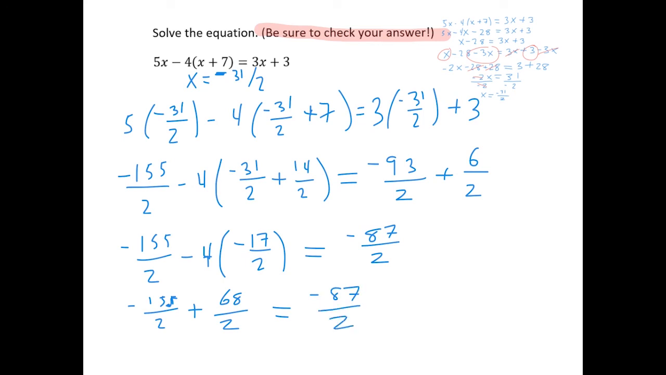So I'm going to put a great big check mark in green, because green's my favorite color. That makes me happy that we got the right answer. It did check out. So we finally got the answer. Whenever you're told to check your answer, this is the process you go through. You take your proposed solution, what you think the answer is. In this case, we thought it was negative 31 over 2, and you plug it into your original equation and make sure you get a true statement. That's how you check your answer.